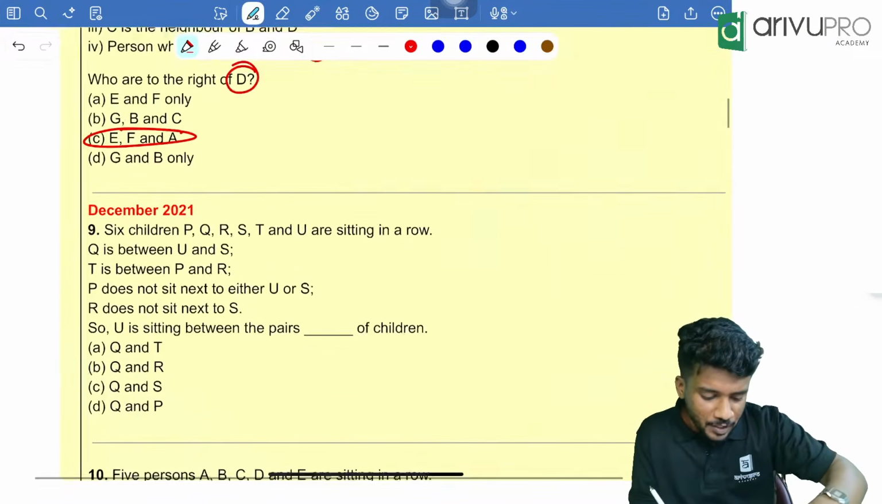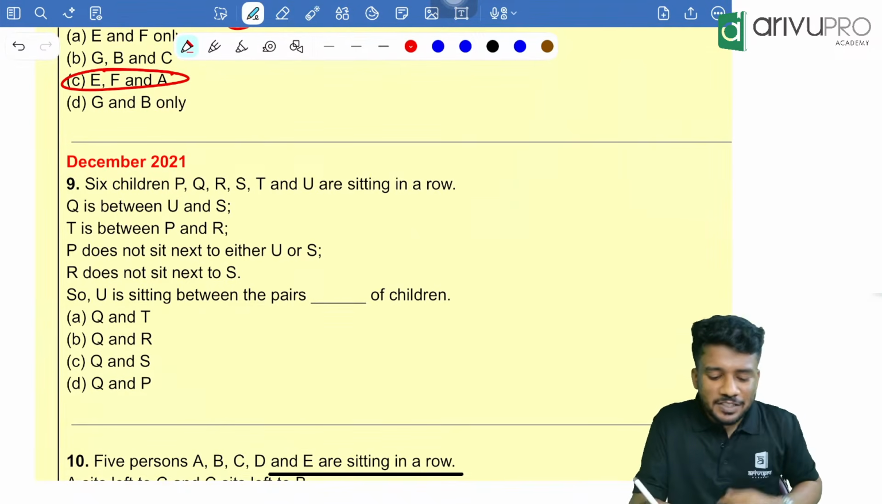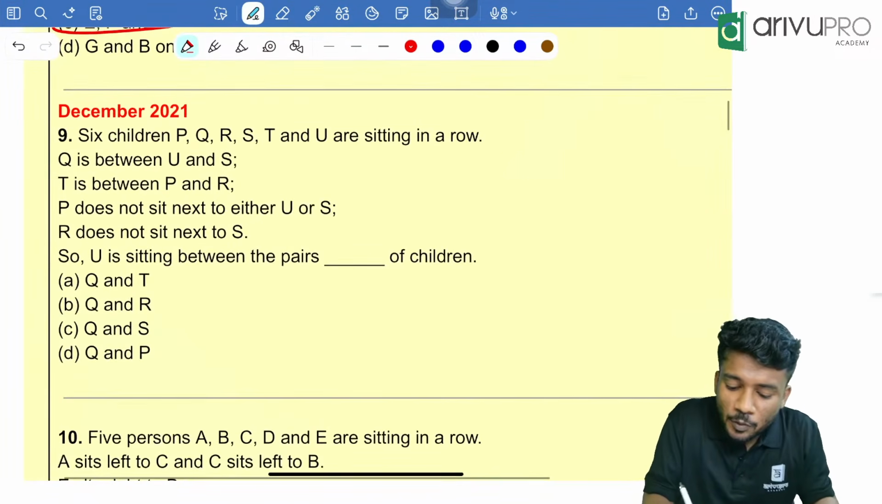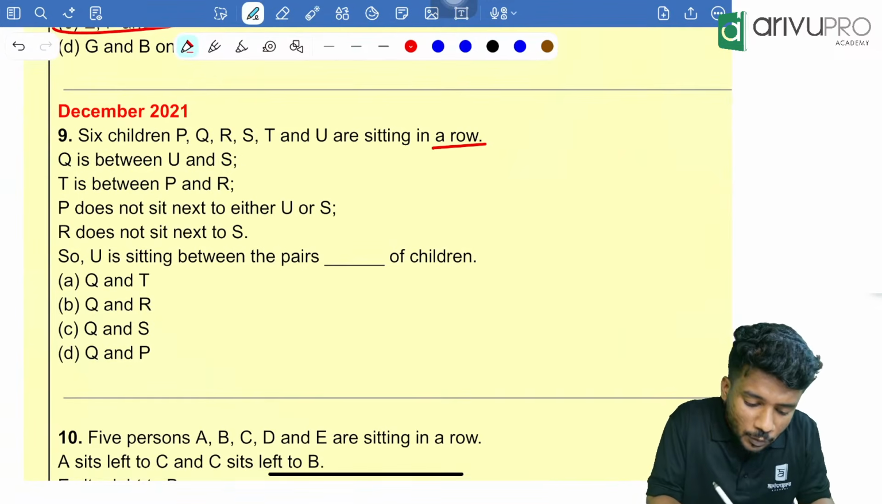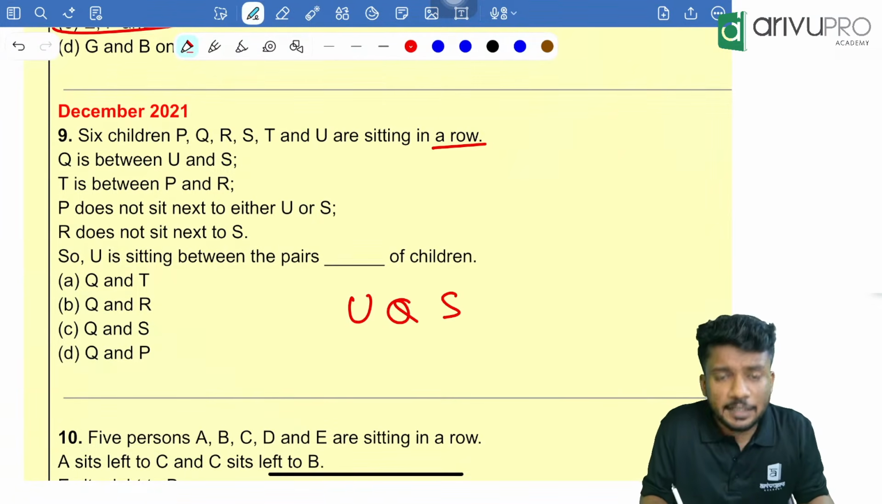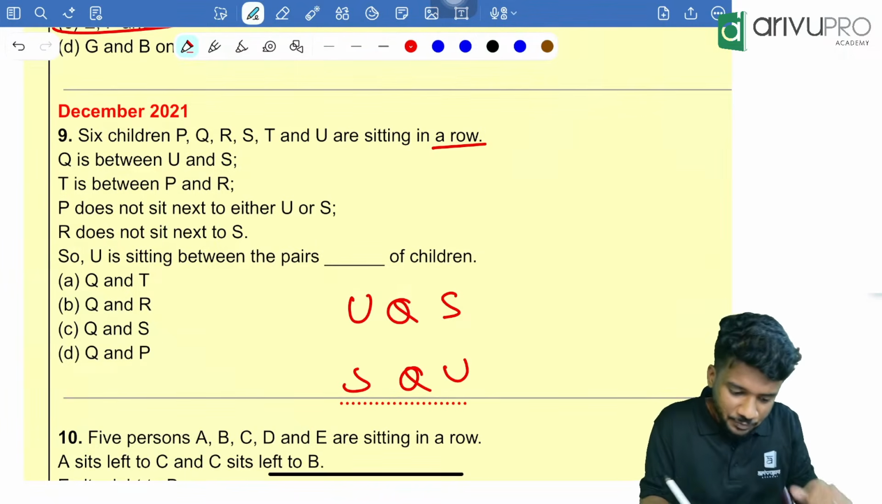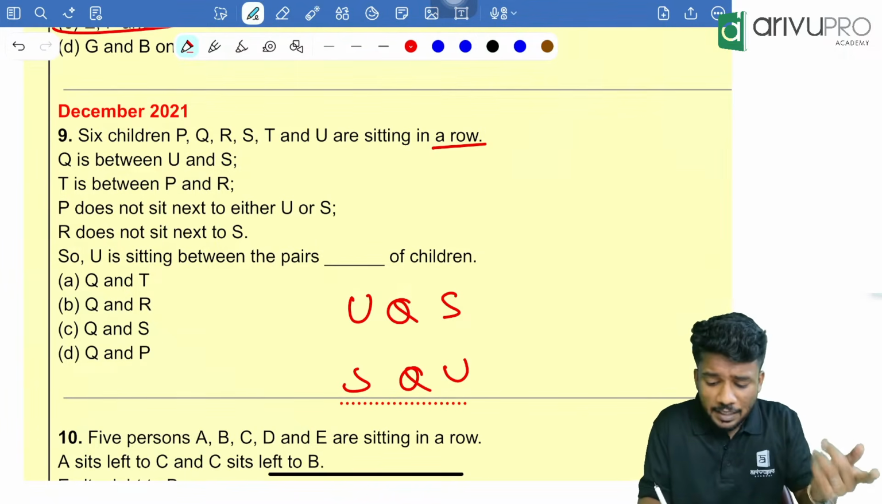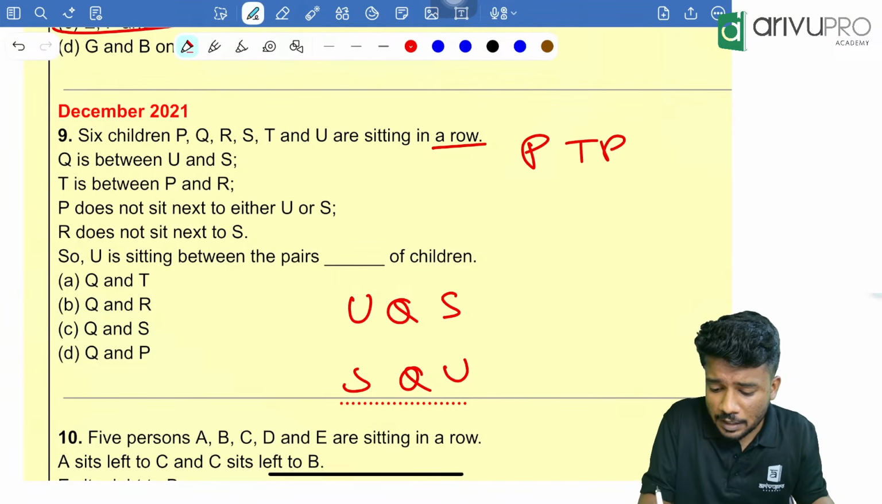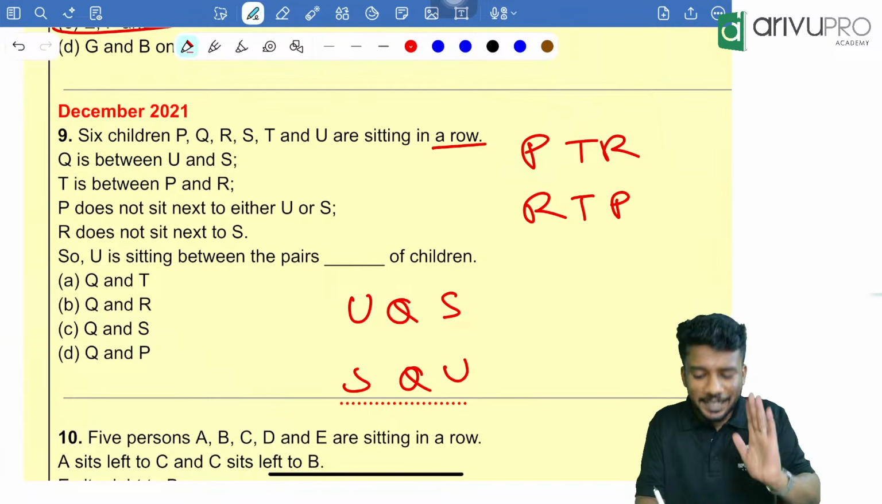Next question, December 2021. Six children P, Q, R, S, T, U are sitting in a row. Q is between U and S, or it can be S and U. Then T is between P and R, or T is between R and P. It can be like this.